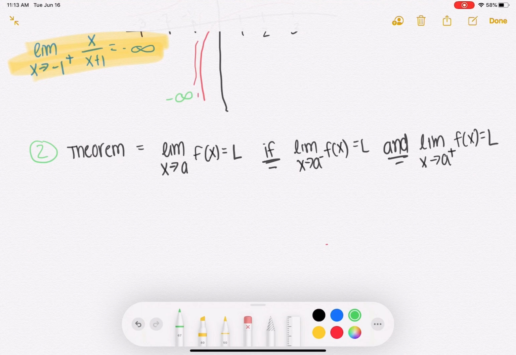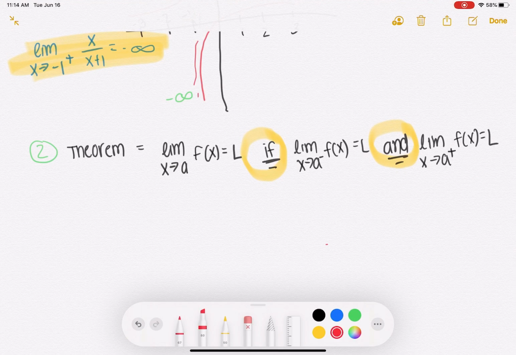can see that the limit as x approaches a of f of x is equal to L, and this is if and only if the limit as x approaches a from the left-hand side of f of x is equal to L, and if the limit as x approaches a from the right-hand side is also equal to L.